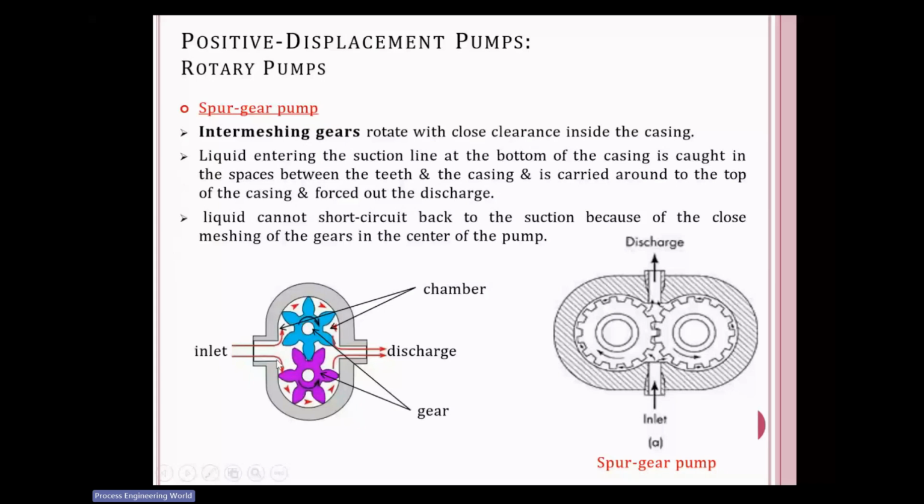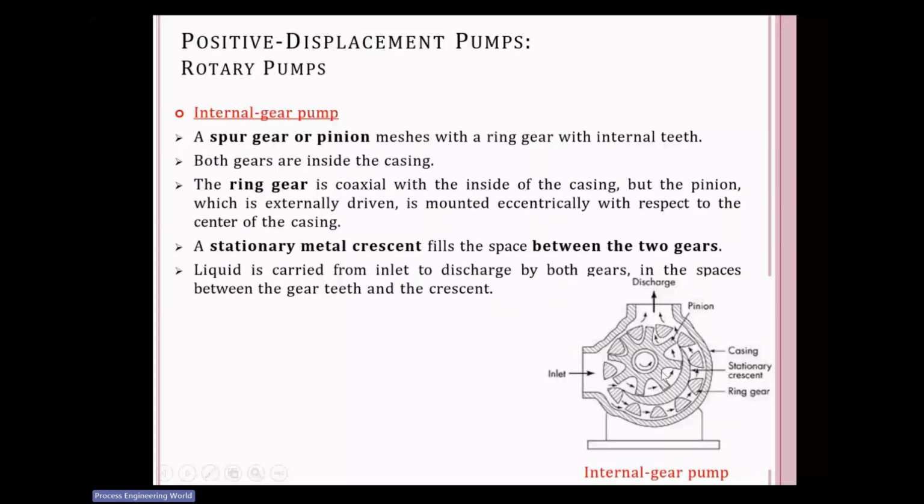But what you will see here is that you have two gears. This is the ring gear, and this is your pinion. So both of these are rotary parts, but you have a crescent. It is a moon-like structure on which the pinion is placed, and then you have a ring gear.